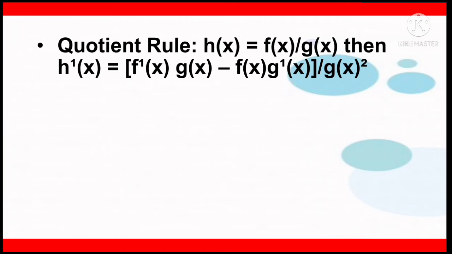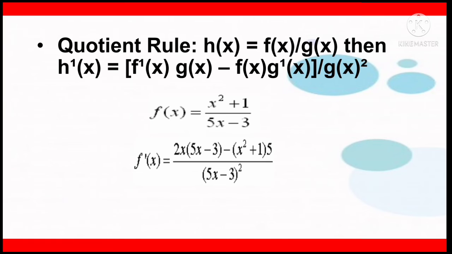Next would be the quotient rule. Here in quotient rule, where h of x is equal to f of x all over g of x, then the derivative of h of x would be f prime of x multiplied to g of x minus f of x multiplied to g prime of x, all over g of x squared. So given this example here, we have f of x is equal to x squared plus 1 all over 5x minus 3. So assume that x squared plus 1 is our f of x, and then 5x minus 3 is our g of x.